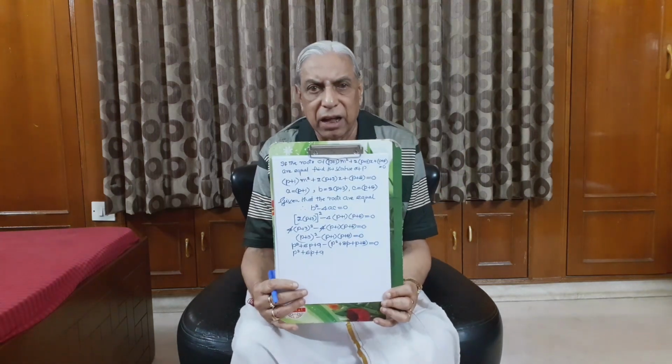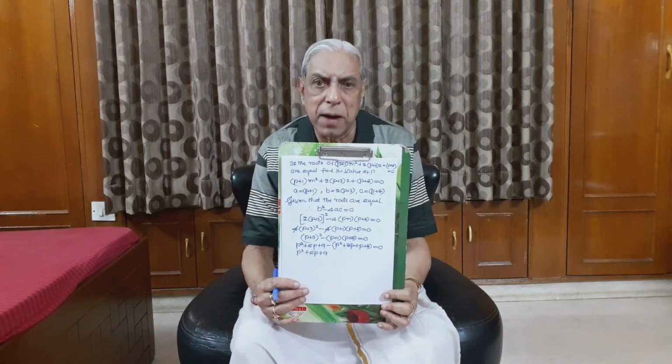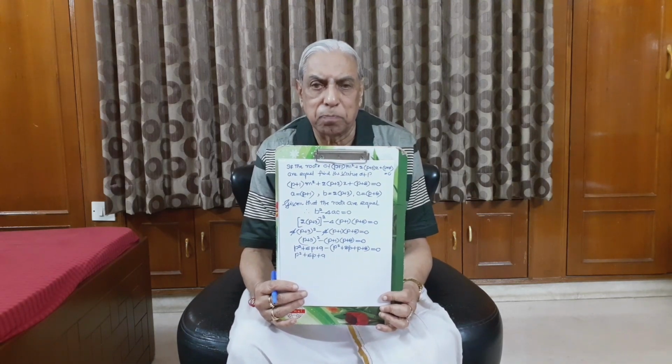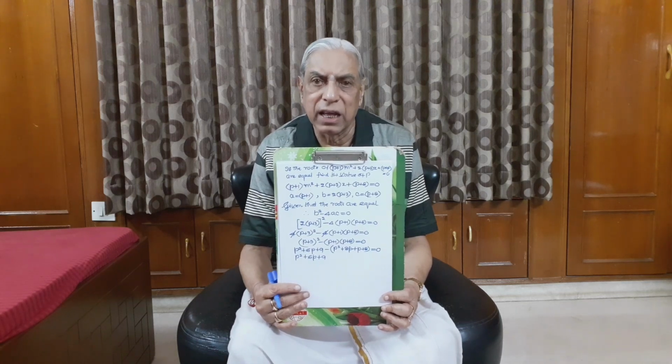Minus of is there, so you multiply everything by minus. When you multiply by minus, plus will become minus, minus will become plus. Just change all the signs. Plus p square will become minus p square. Plus 8p will become minus 8p. Minus p minus 8 equals 0.